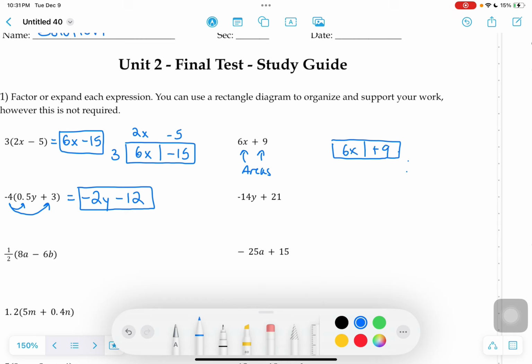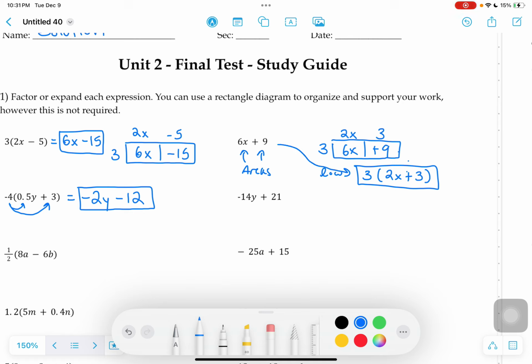I want to think of something that divides both 6 and 9. 3 divides both 6 and 9. 3 times what equals 6? 2. And I need an x there. 3 times what equals 9? 3. Now to write my final answer, I write it as a length times a width. My length is 3 times my width is 2x plus 3. I'm done. That's my final answer. These are equivalent or equal.